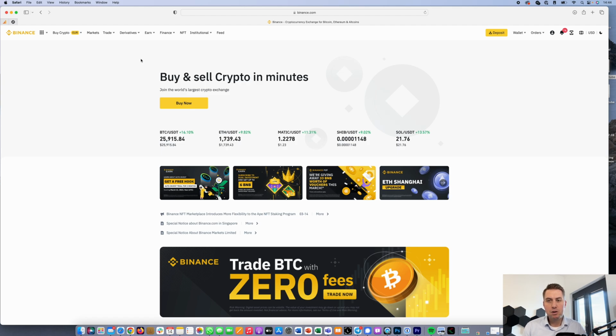Binance is the biggest cryptocurrency exchange in the world. It allows you to trade and buy and sell cryptocurrencies. You can trade futures there, you can earn interest on your cryptocurrencies, and it has by far the largest trading volume of all crypto exchanges.